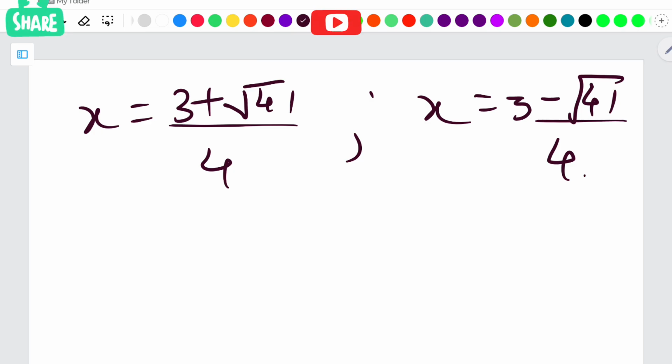So I hope you students are enjoying this chapter. So this is the way of solving a quadratic equation.